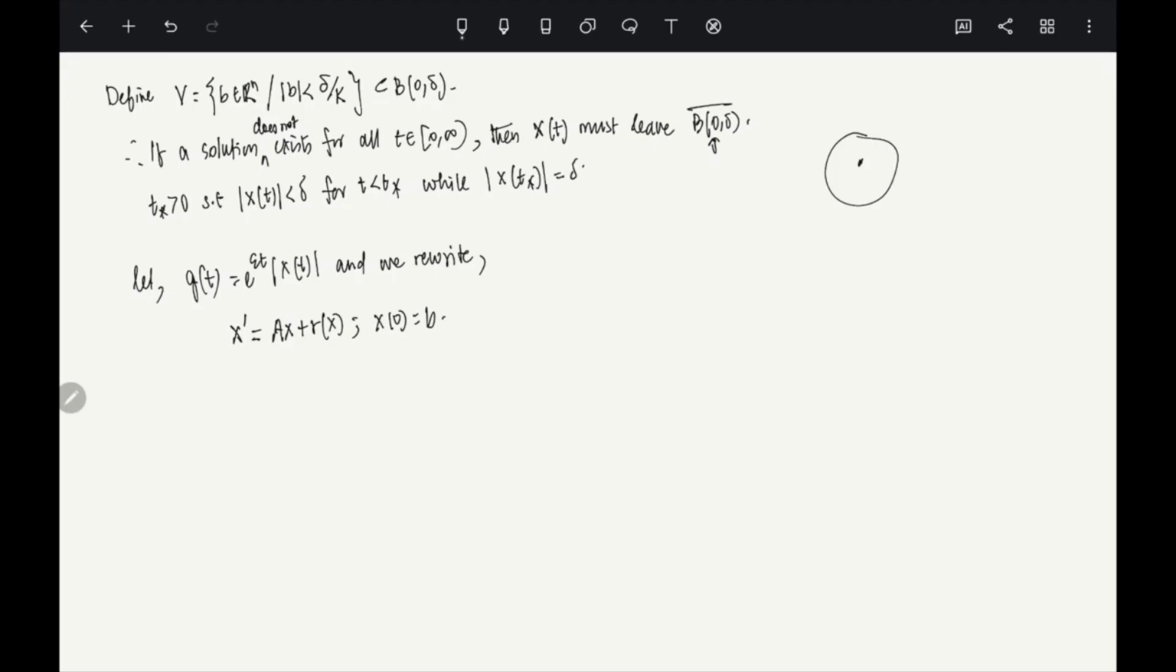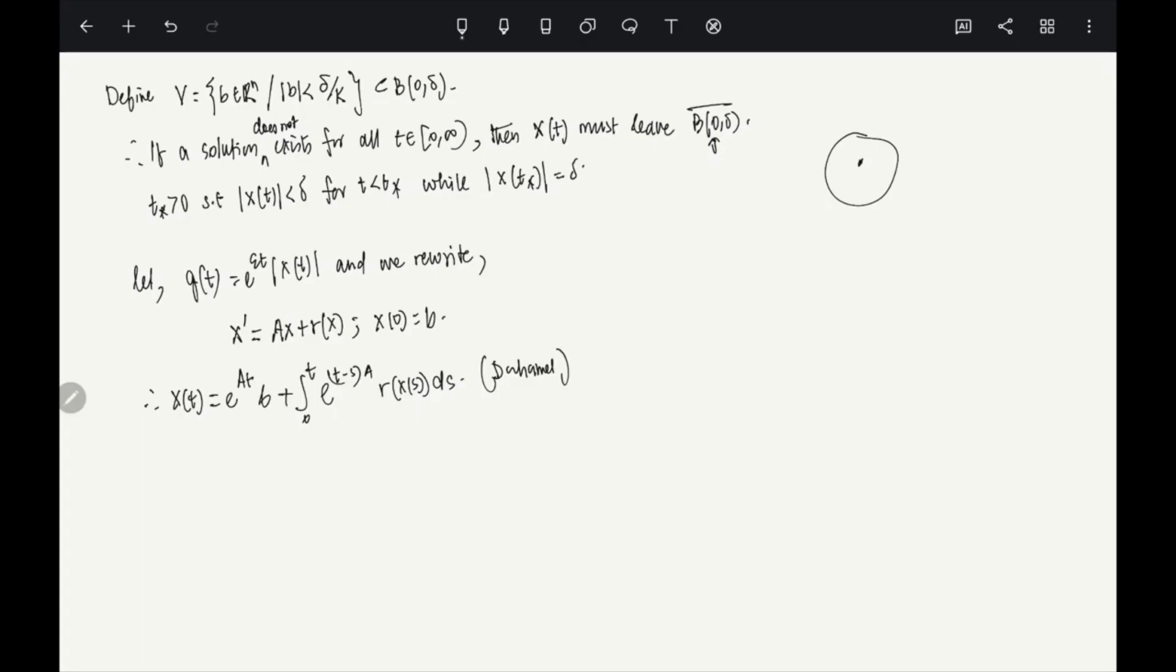What is the solution? By Duhamel's principle. So therefore, what is x of t? It is e power At times x naught, which is b, plus the integral from 0 to t of e power A(t minus s) r of x of s ds. Is it okay? That's what x of t is, right? By Duhamel, if you remember Duhamel's principle. Why? Because in this case, the fundamental solution is e power At, right?